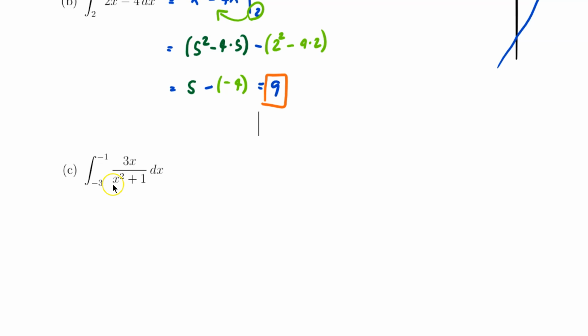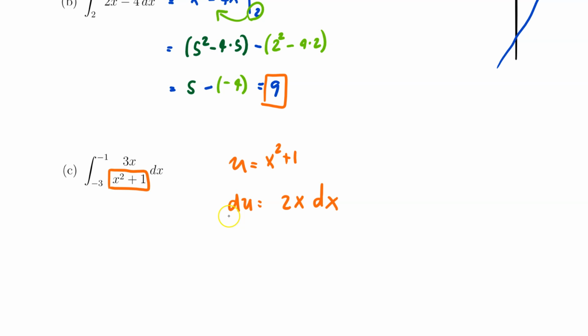I want to integrate 3x over x squared plus 1 from negative 3 to negative 1. So this looks like something I can integrate using u substitution, because if I let my u be x squared plus 1 here, it looks like I can find the derivative of this u and it shows up in my integral. So my u is x squared plus 1 and my du is just going to be 2x dx. Notice how this is not exactly what we have here because I have 3x dx, but this is not so hard because I can move 2 to the other side and multiply 3 on both sides of the equation.